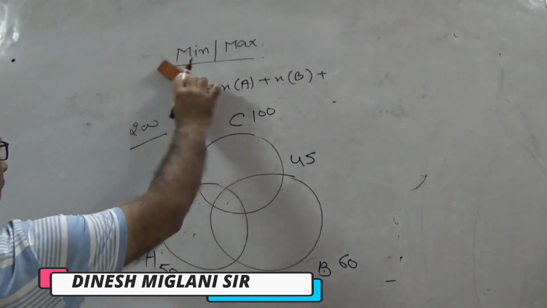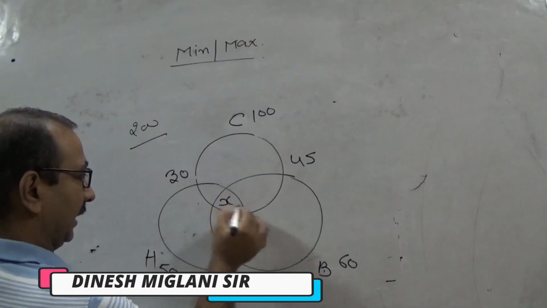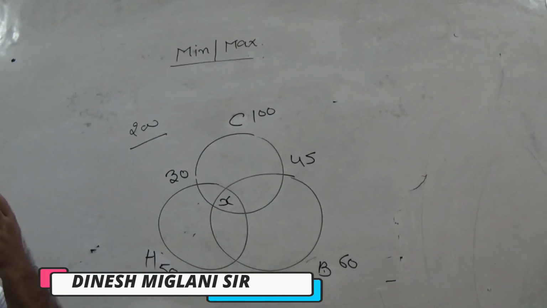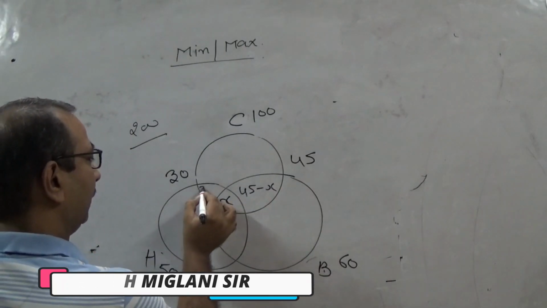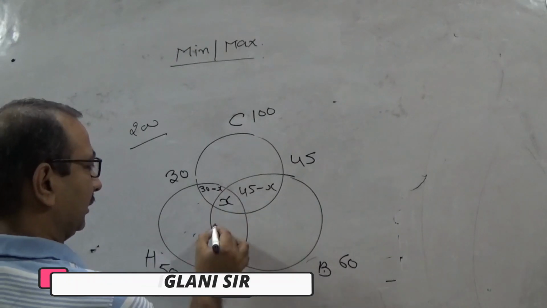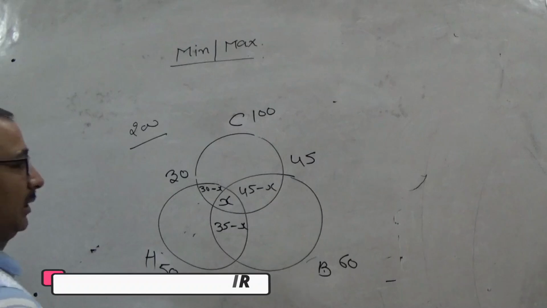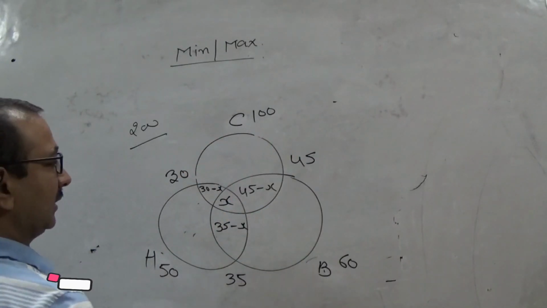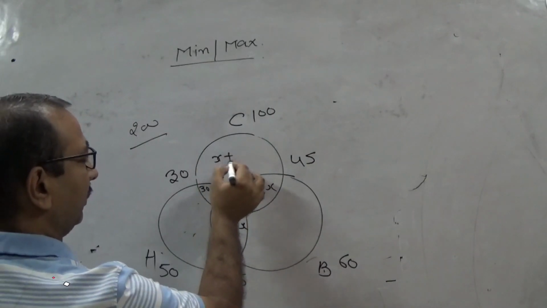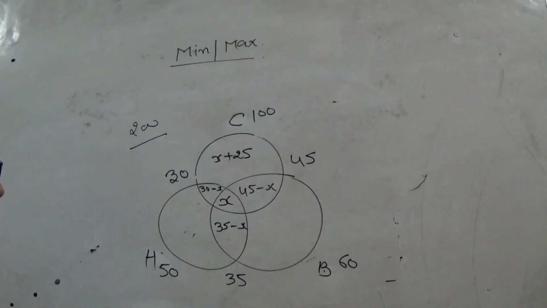ठीक है? अब आप ये देखो बेटे, हमें इसकी minimum और maximum value find करनी है. तो let us say this is equal to x, ठीक है? This is equal to x. It means this is 45 minus x, this value will be 30 minus x, this is 35 minus x. मतलब we just convert all the values into x. Similarly, the total is 100, so if I subtract all three values out of 100, this value will be x plus 25. ठीक है?